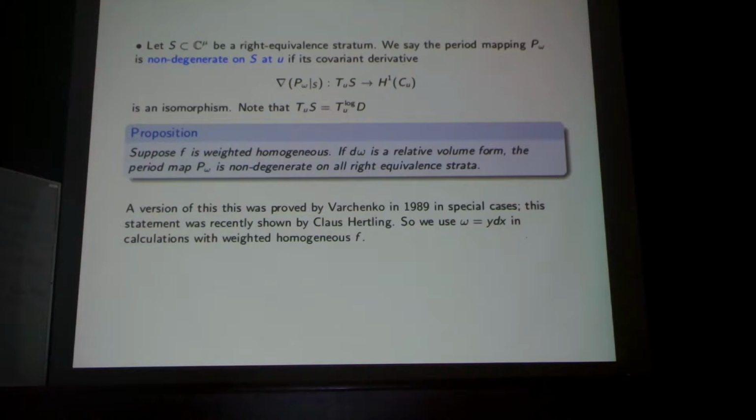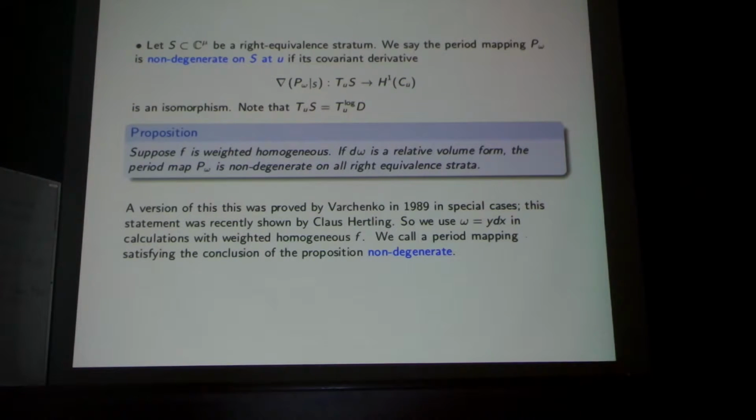So in any case, we use omega equal to y dx, a very simple form whose exterior derivative is a volume form on the total space of the deformation, on the fibers, the ambient fibers of the deformation. And we call a period mapping with these properties simply non-degenerate.